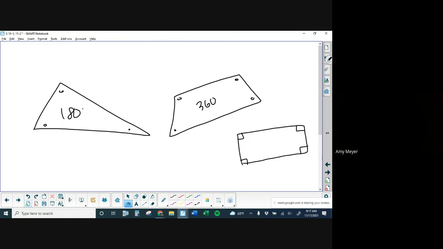So please, at the top of your paper, where it says quadrilaterals, I want you to write all 4 angles add to 360. Up here at the top, my quadrilaterals, all 4 angles add to 360 degrees. Does that mean all the sides are going to add to 360 degrees? No, all the angles add to 360 degrees.